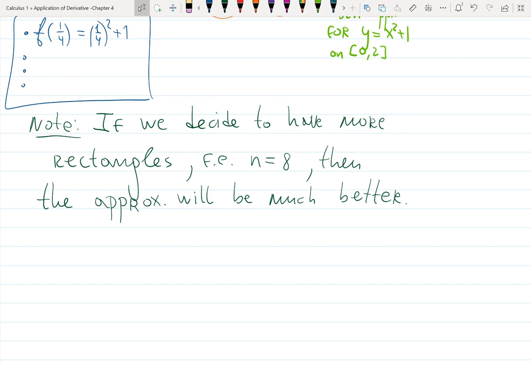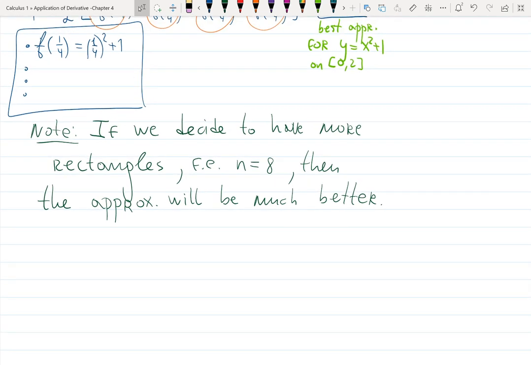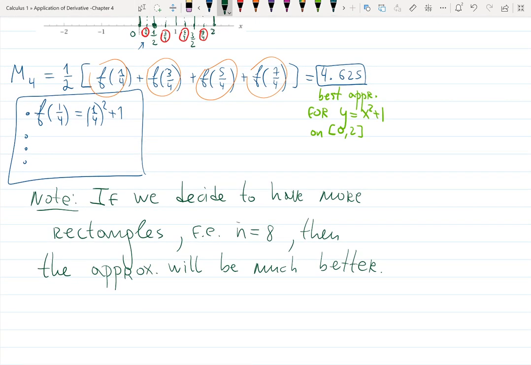And that makes sense, and that will take you to the topic of integration. Basically, we're going to do that right after this. So I will just remind later. The more rectangles we use, the better.